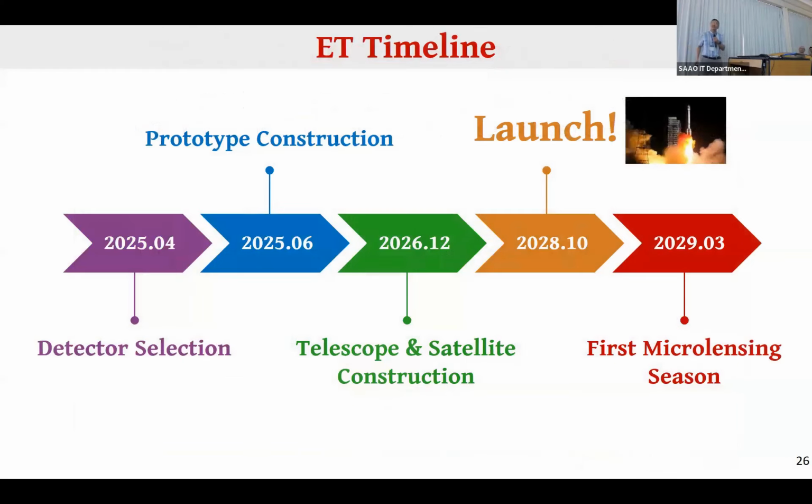So this is the current ET timeline. The detector selection, as I mentioned, will be April this year, and the prototype will be constructed starting from June this year, and telescope and satellite construction will be in December next year, and the launch will be in October 2028, and the first microlensing season will start in March 2029.